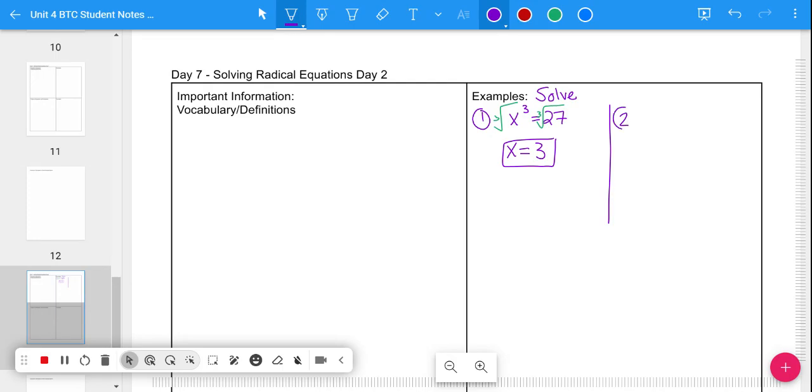Similarly, if I wanted to solve something like x to the fourth equals 16, I would take the fourth root of both sides, and I would get x equals 2. So if I type in the fourth root of 16 in my calculator, I would get 2. But anytime we have an even root, so a square root, a fourth root, we're always going to get plus or minus our solutions.